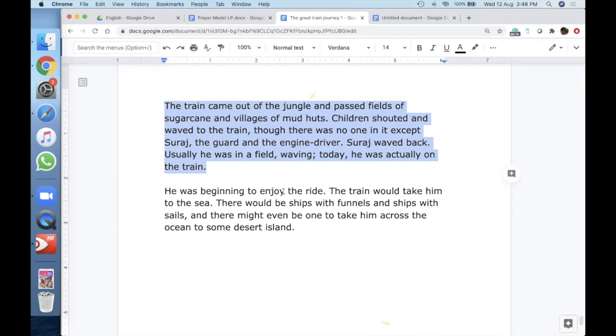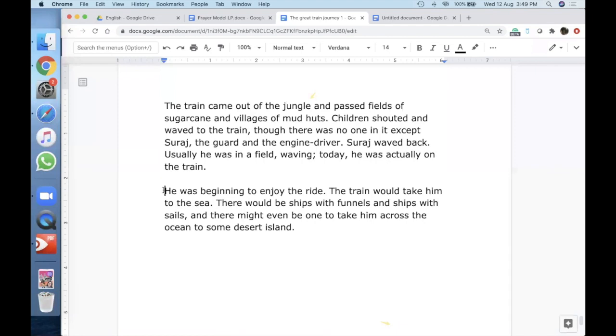So there are only three people in the train, but children from the villages are still waving to the train. Suraj waved back. Usually he was in a field waving. Today he was actually on the train. Generally, Suraj is the person who is outside the train and waving to it. But this time Suraj is actually in the train and some other children are waving to the train. That is the difference. Okay, we can start from this paragraph.